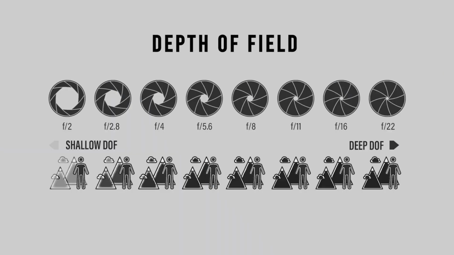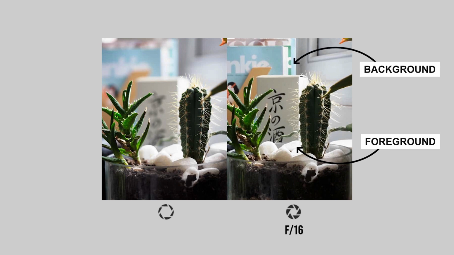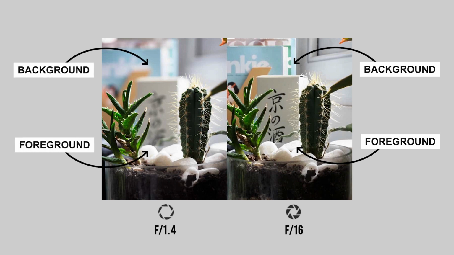Aperture also determines the depth of field and sharpness. For example, a large f-number such as f16 will bring all foreground and background objects into focus, while a small f-number such as f1.4 will isolate either the foreground or the background and make everything else blurry.